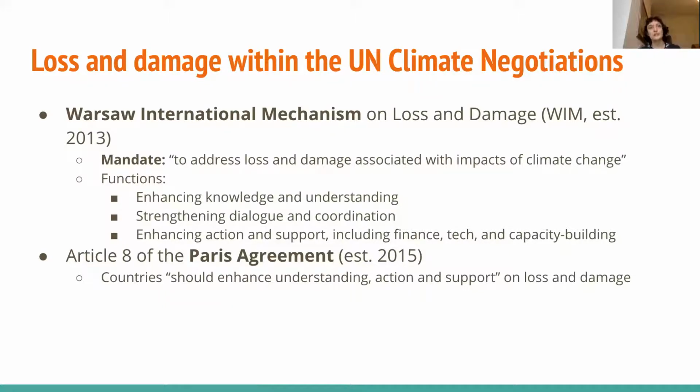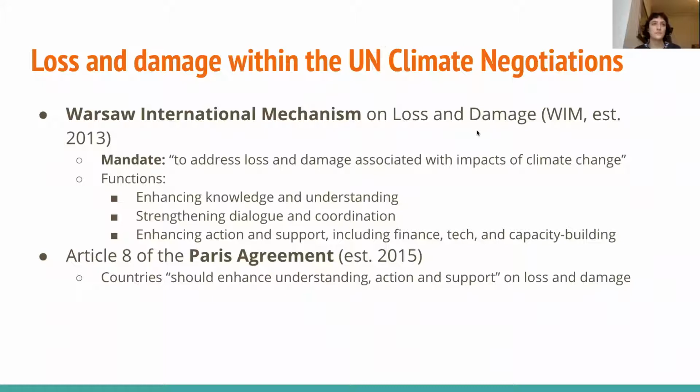So loss and damage is governed by the Warsaw International Mechanism on Loss and Damage, called the WIM. It was established in 2013, and its mandate is to address loss and damage associated with the impacts of climate change. Its three functions are to enhance knowledge and understanding of loss and damage, strengthen dialogue and coordination between countries and institutions, and enhance action and support, which includes finance, technology, and capacity building to help developing nations address loss and damage.